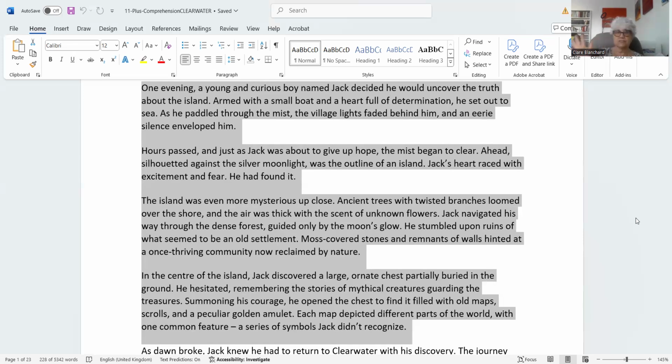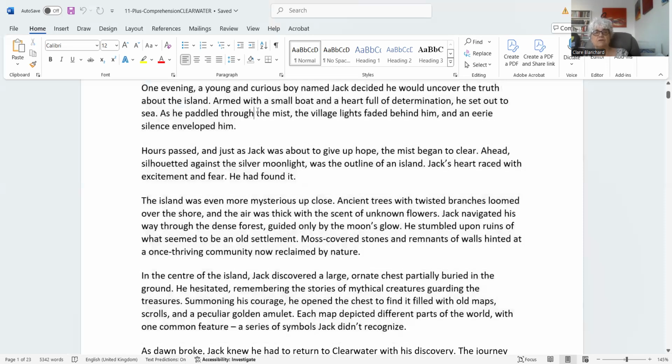So you're not being asked to comment on the whole text. You're being asked to comment on these 4 paragraphs. Okay, so our remit then is to look for language techniques that the author is using to create an atmosphere of tension and suspense. Okay, so let's see how he or she does that. So the first thing we've got is a mist.